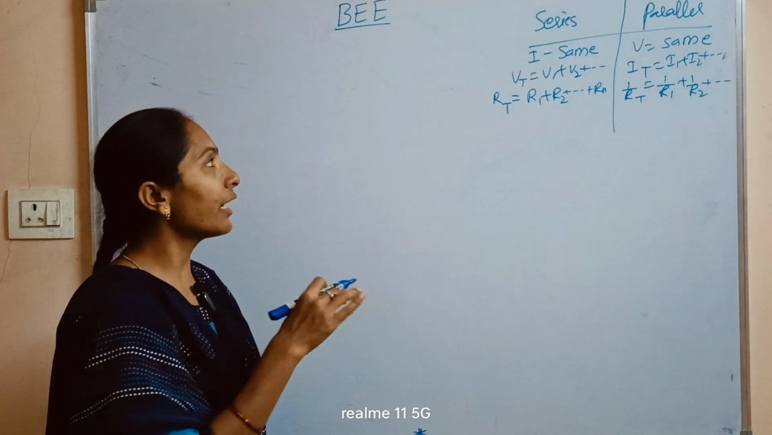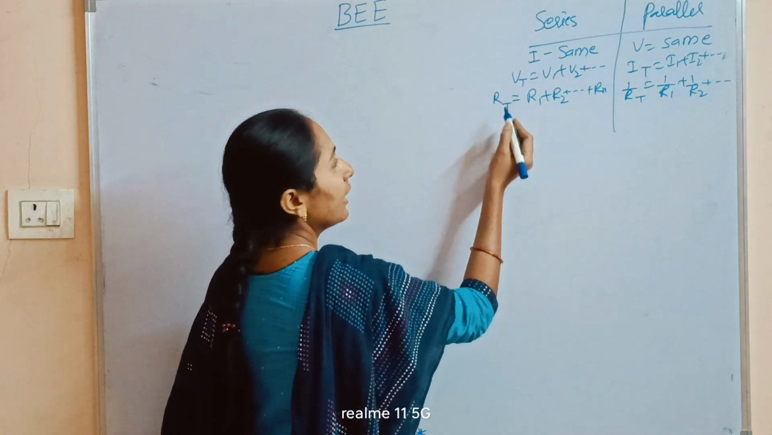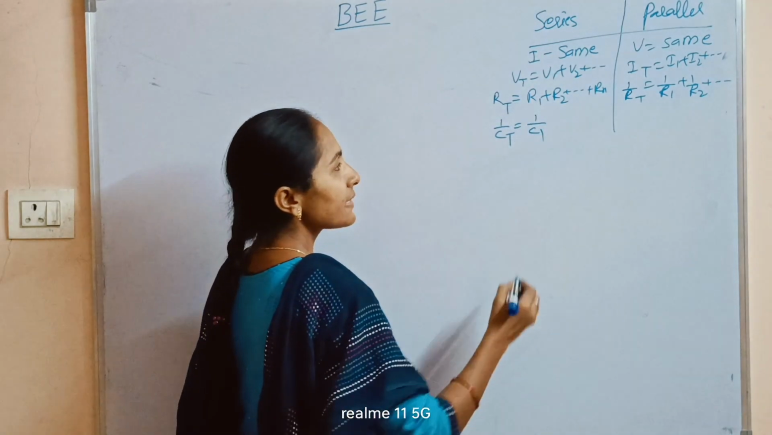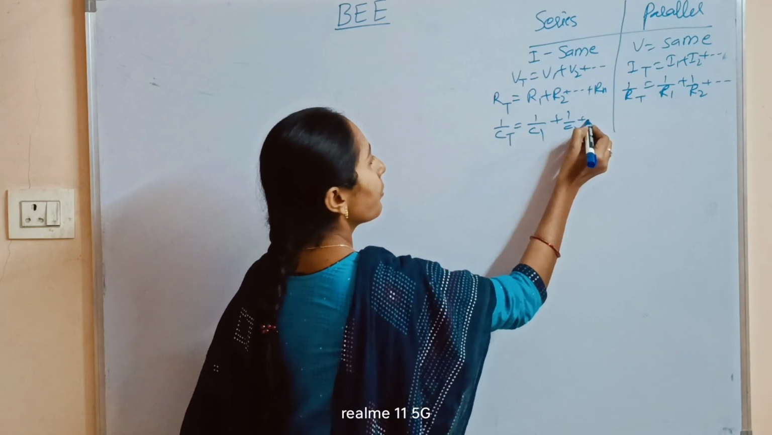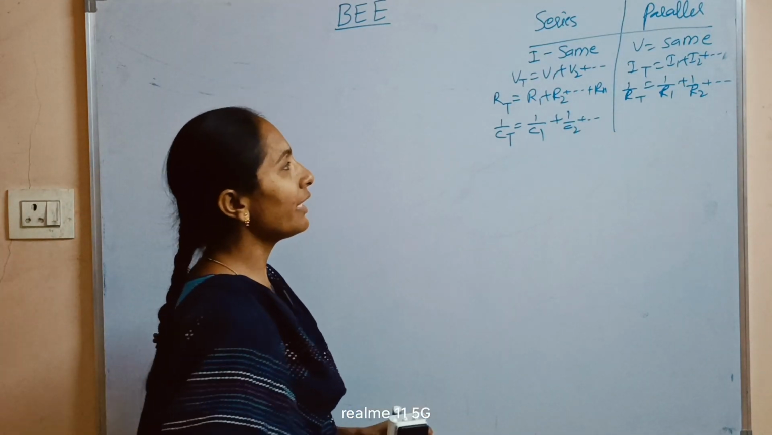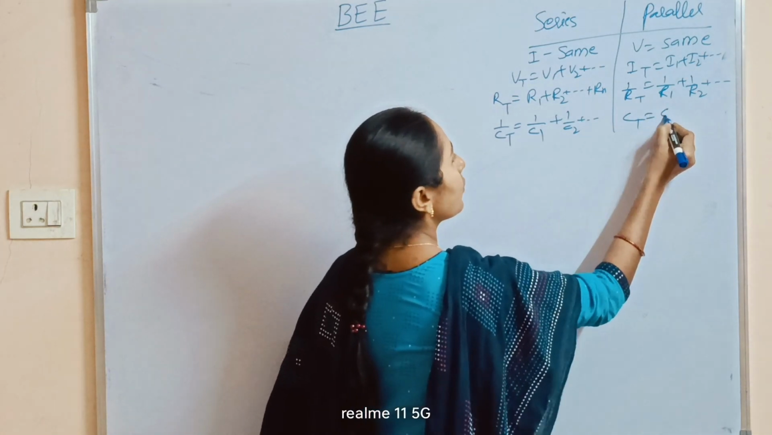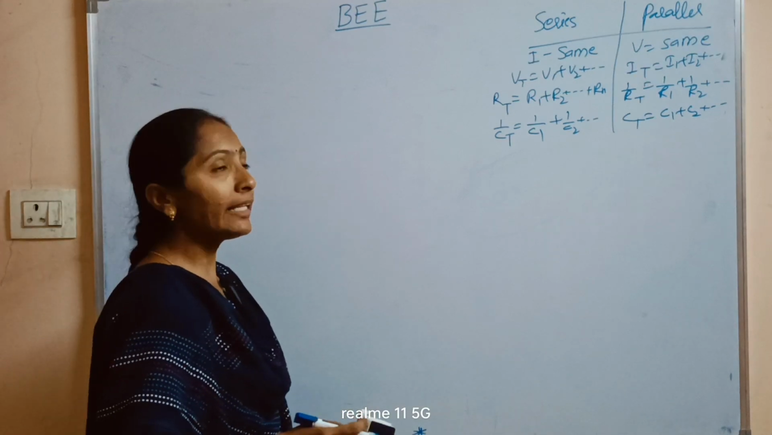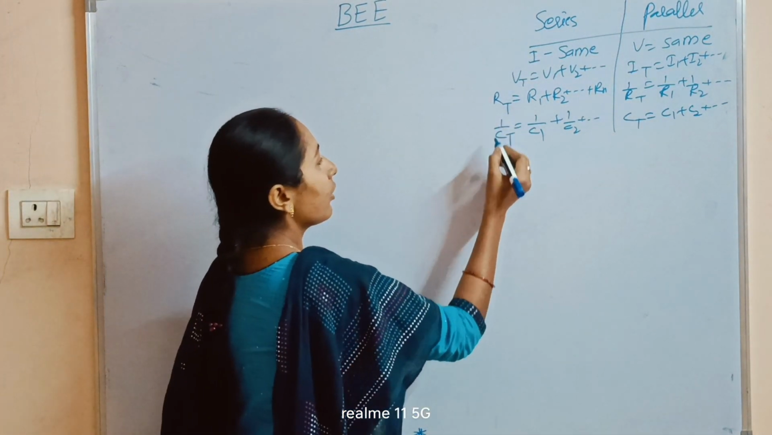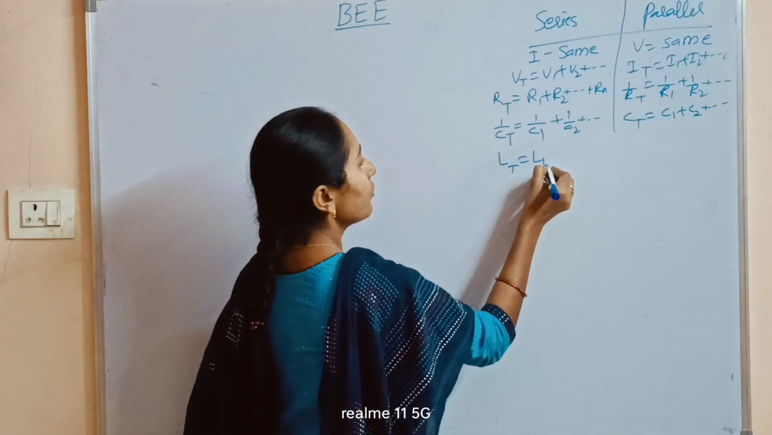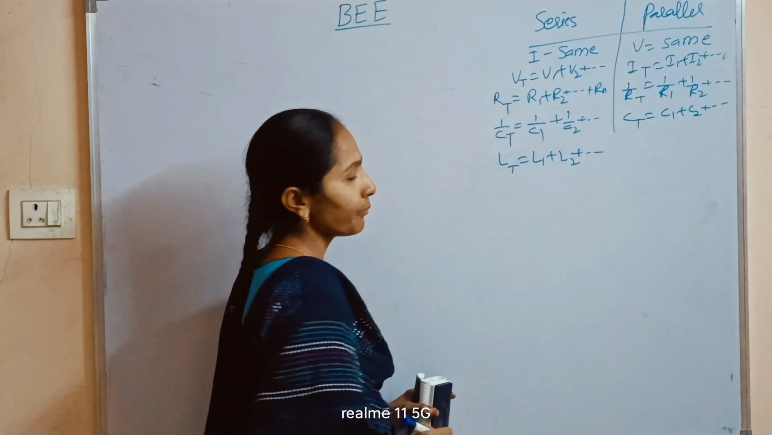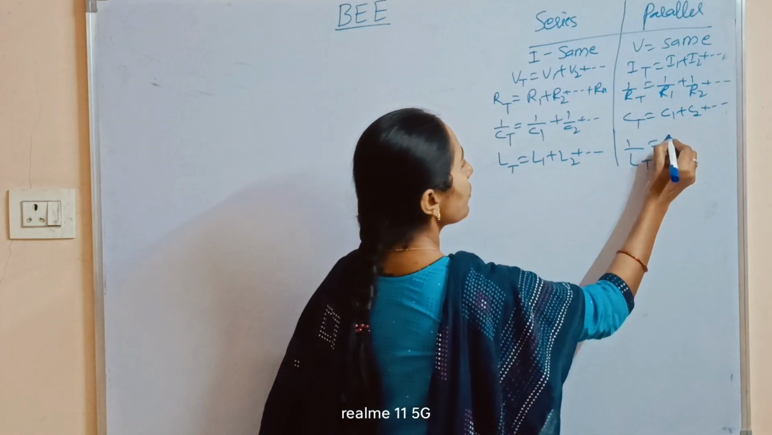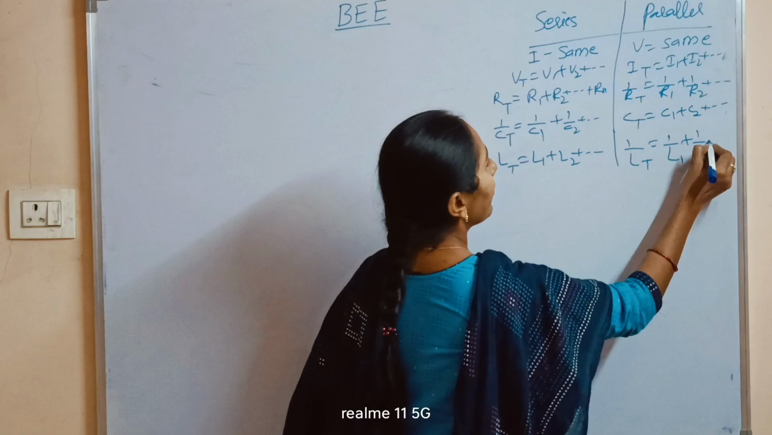Now coming to capacitors. When capacitors are connected in series, the total capacitance is 1 by C total equals 1 by C1 plus 1 by C2 plus so on. In parallel combination, C total equals C1 plus C2 plus so on. Now coming to inductance. When inductors are connected in series, L total equals L1 plus L2 plus so on. In parallel connection, 1 by L total equals 1 by L1 plus 1 by L2 plus so on.